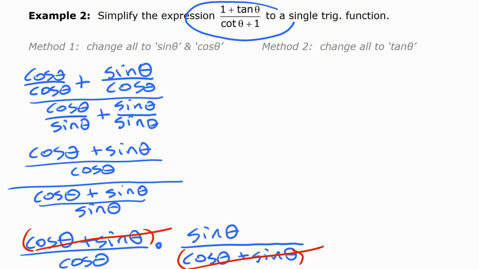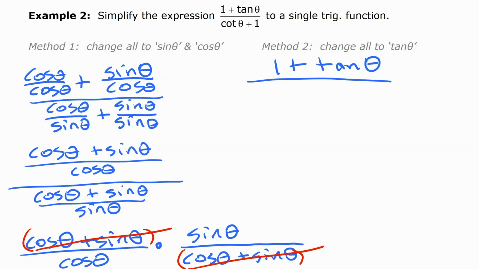Since this one only involves tangent and cotangent, you can use an identity for cotangent to turn it into an expression that involves tangent. So what I mean by that is we can, on the top here, have 1 plus tangent, and on the bottom we can change the cotangent to 1 over tangent.